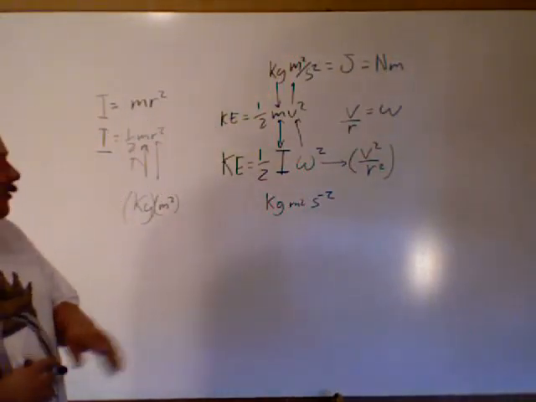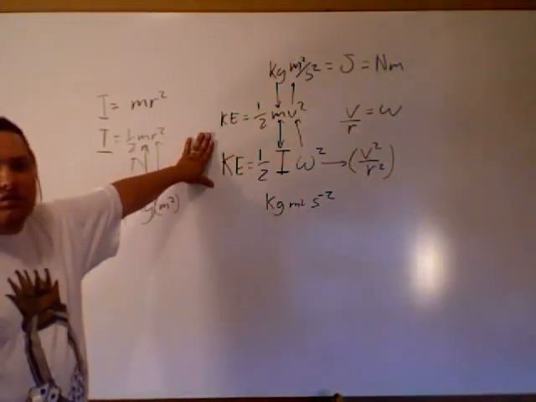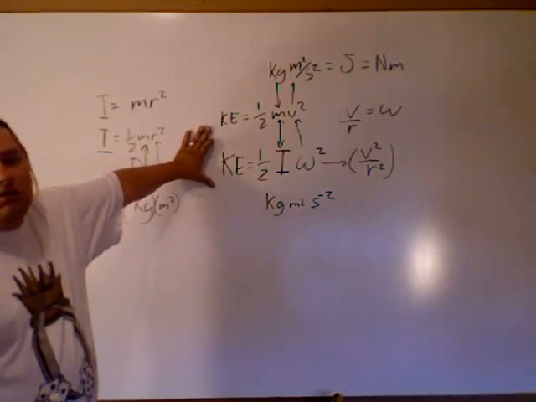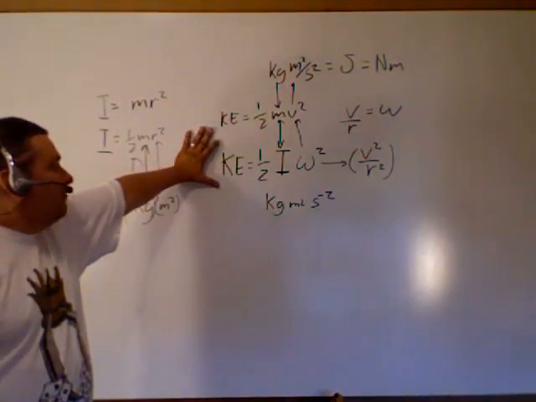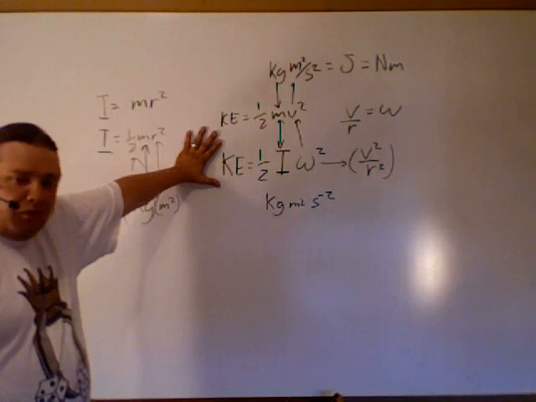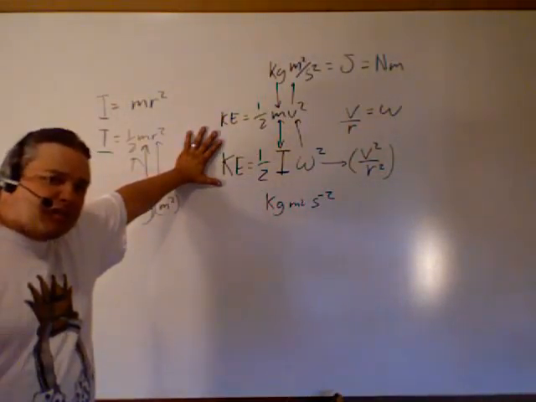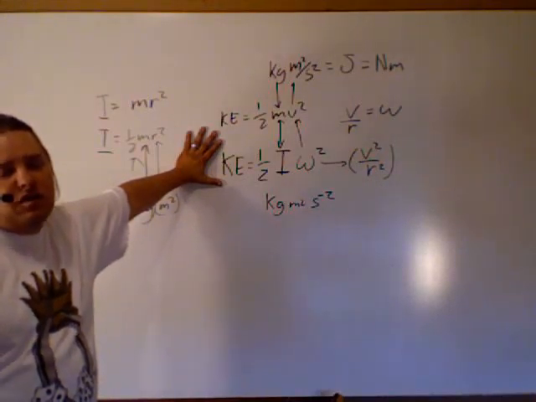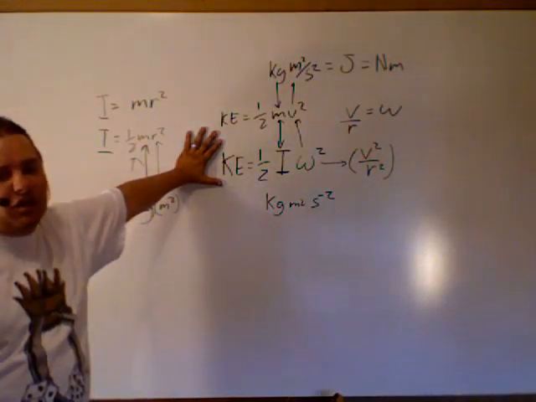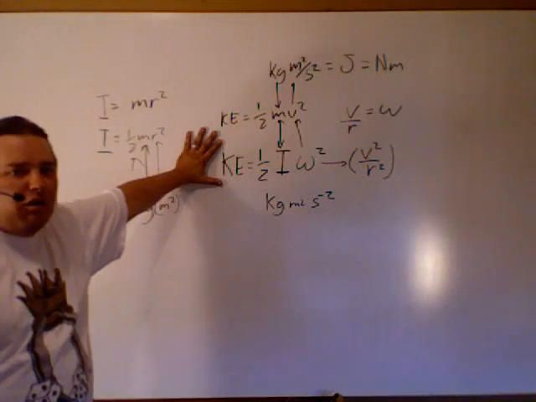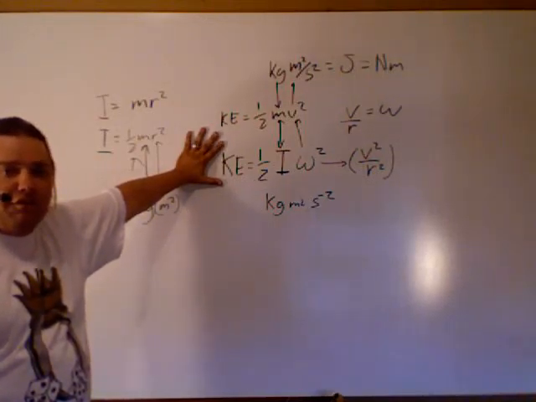Okay, so that is the rotational equivalent to linear energy, 1/2 mv squared. The rotational equivalent being 1/2 I omega squared. I being rotational inertia, omega being rotational velocity or angular velocity. In either case, it's the same thing. Okay, so that's the rotational equivalent of that. Cool?